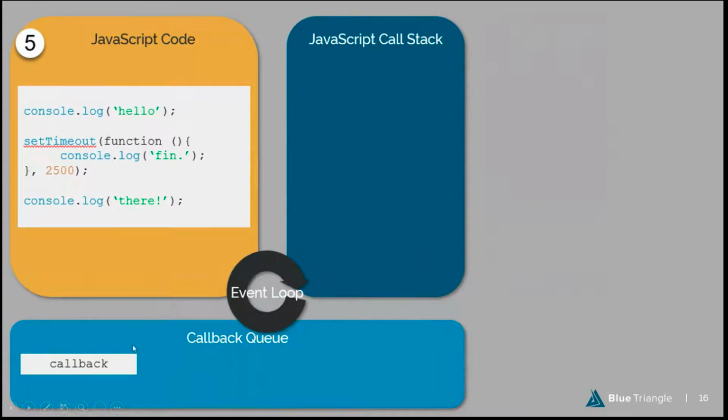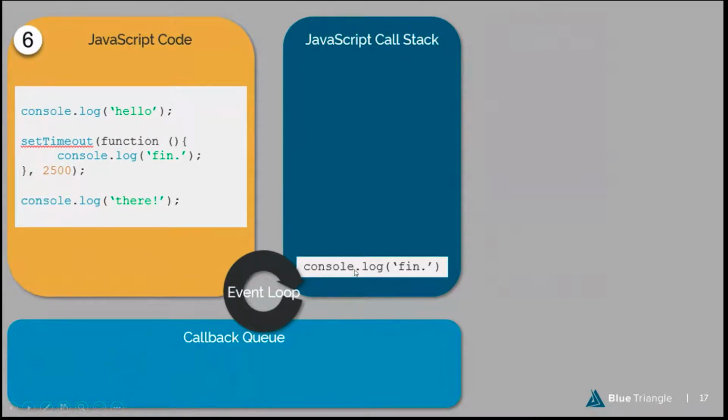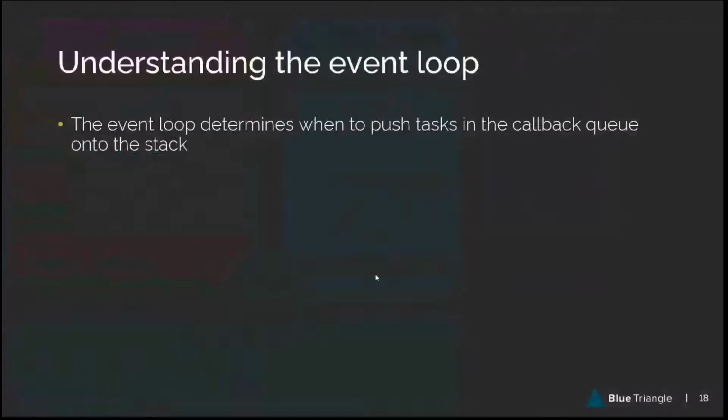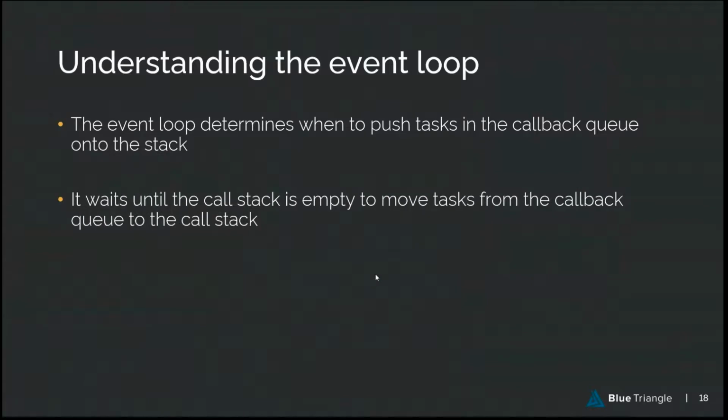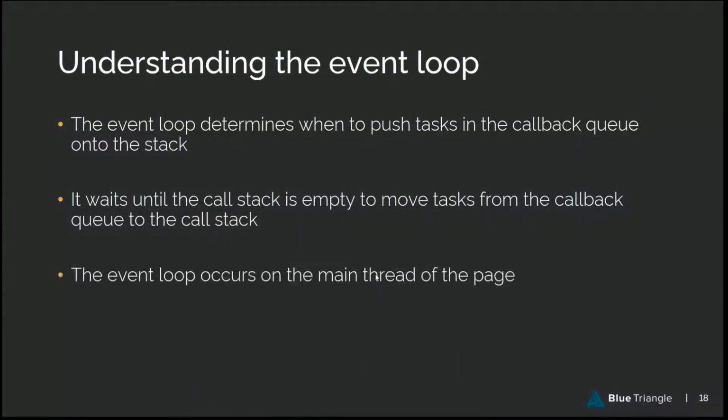Then it gets added to the callback queue. So this callback is now in the callback queue, and the event loop can then add it to the JavaScript call stack. We had gotten to the end of the piece of code, main left the page, so the call stack was empty, the callback got added to the callback queue, and then the event loop pushed it onto the call stack. So the event loop determines when to push tasks in the callback queue onto the stack. It waits until the call stack is empty to move tasks from the callback queue to the call stack. And the event loop occurs on the main thread of the page.